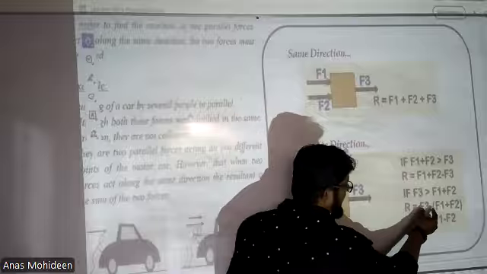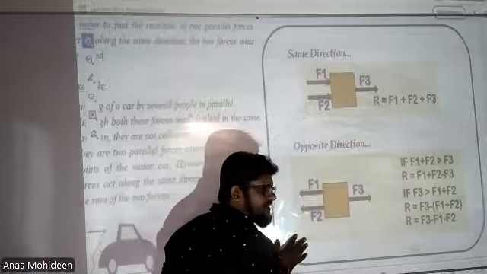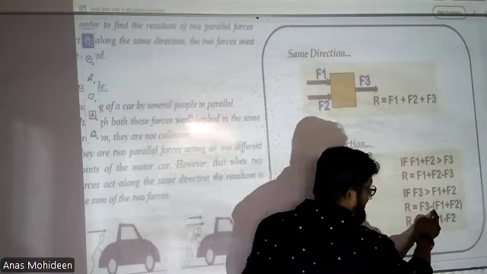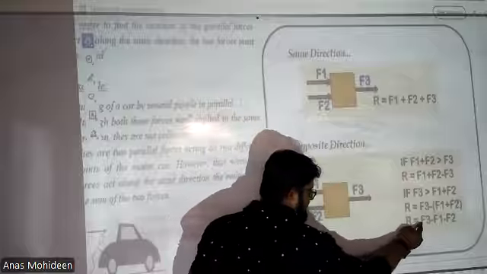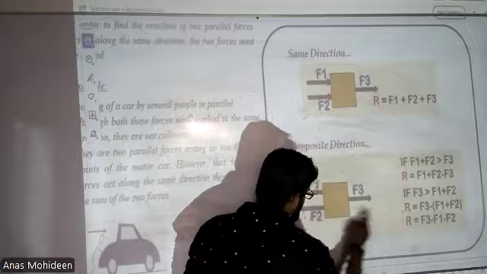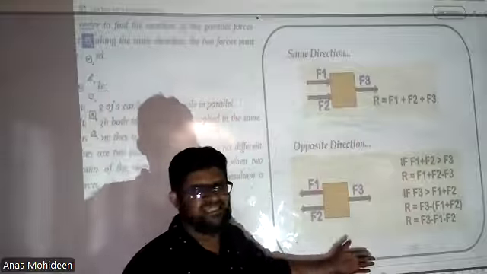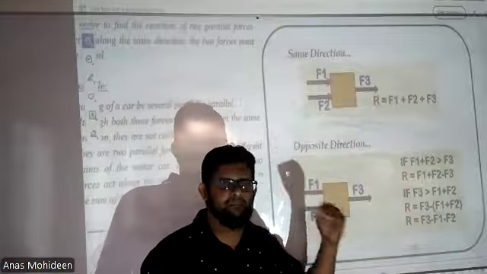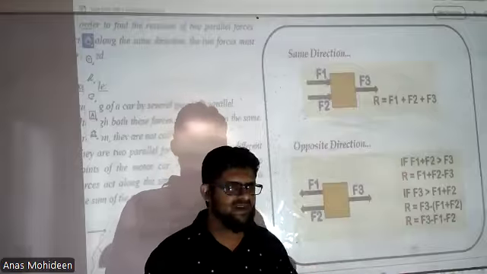Now what do I do? From F3, you have to reduce the sum of F1 plus F2. So F3 minus (F1 plus F2). Or you can write straight away F3 minus F1 minus F2; in that way also you can write. So simple: one direction plus, and in the opposite direction you have to take minus.